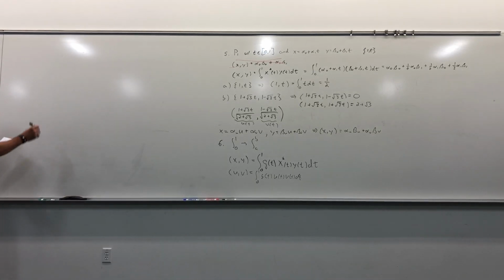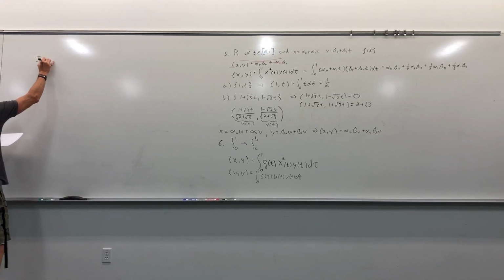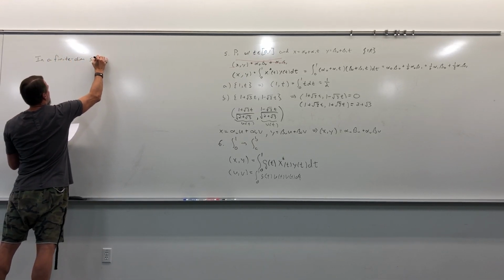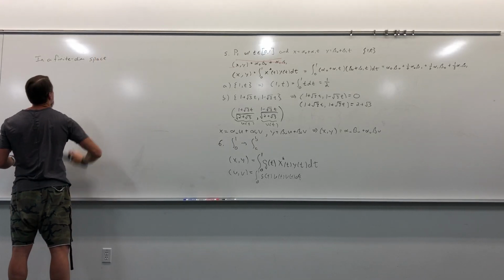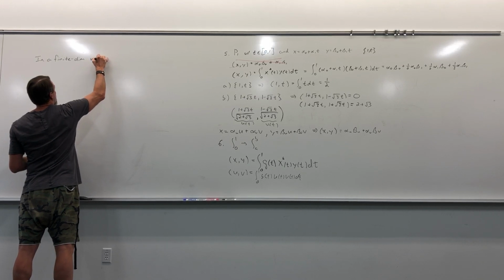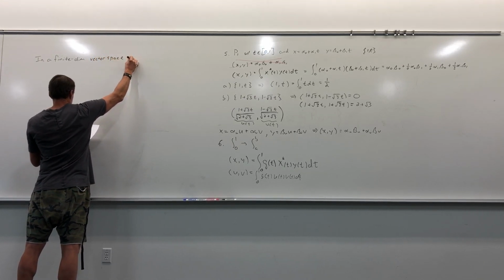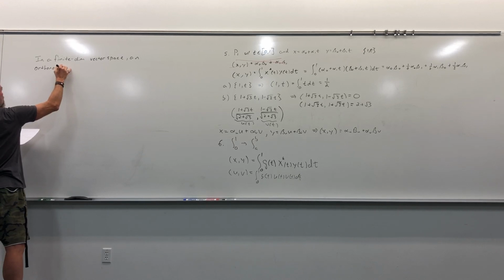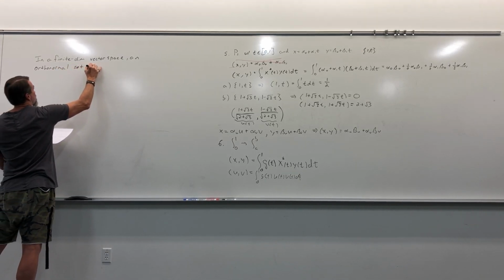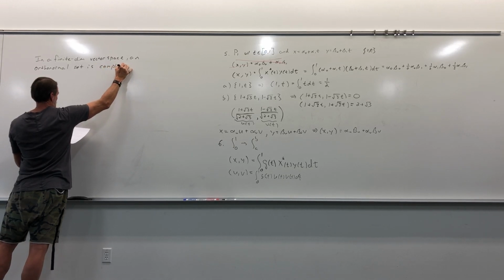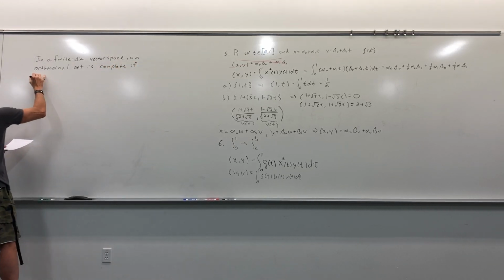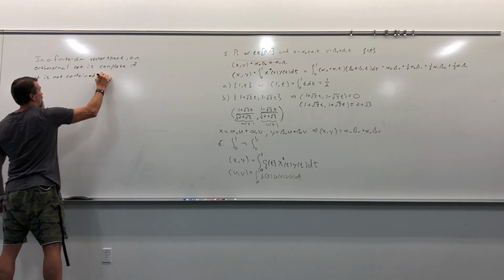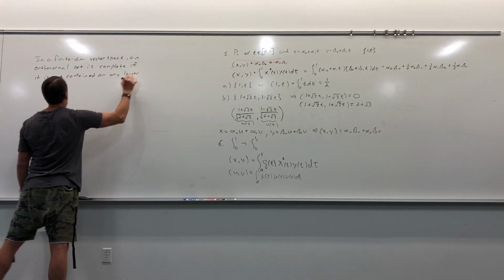All right. So here we go. In a finite dimensional vector space, an orthonormal set is complete if it is not contained in any larger orthonormal set.